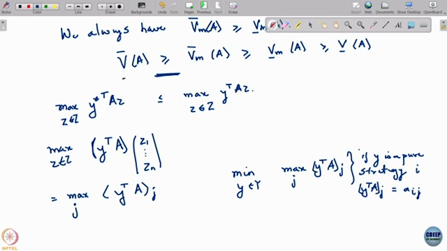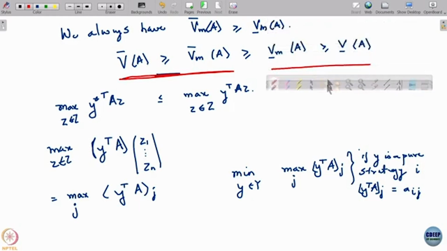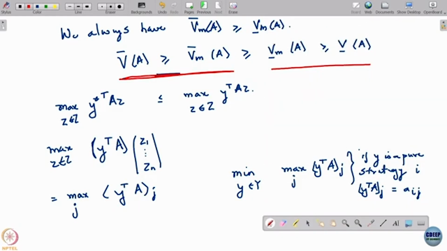So consequently, we get this inequality here, that Vm upper bar has to be less than or equal to V upper bar. The same thing can be argued on the other side, and we get that Vm lower bar is greater than or equal to V lower bar. The first one, the same sort of argument as before. So I can just show this to you.